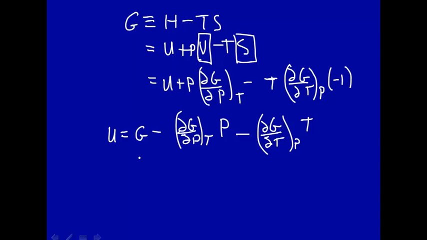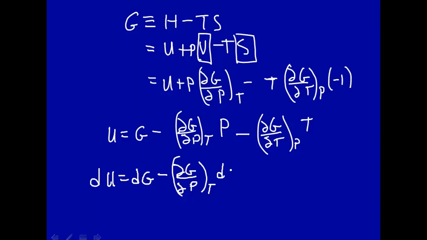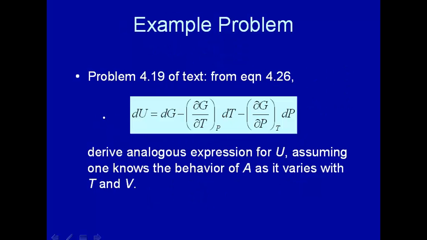All right, now let's take the differential of U. That would be just dG, minus how G changes with pressure at constant temperature. This is just some number, so you don't have to take the differential; it comes out of the differential, times dP. Plus how G changes with temperature at constant pressure times dT. So that's how one gets this equation 4.26 of Ball.